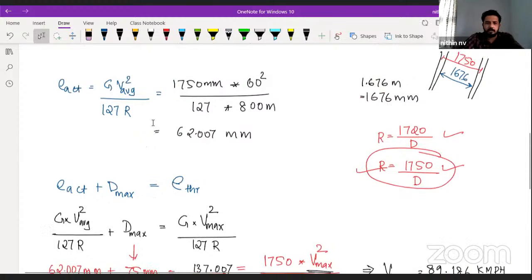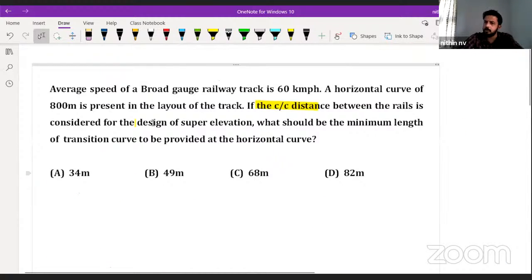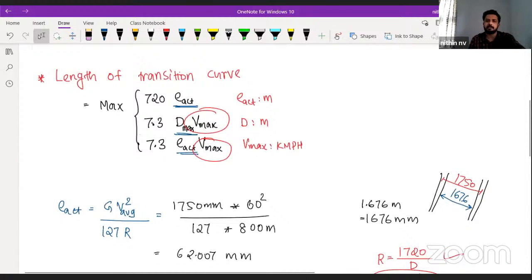What was our question, by the way? Length of transition curve. So we got everything. Now directly substitute. Always remember, in different material you may get different equations like 7.2 E actual, 0.073, like that. Don't worry, that depends on in which unit you are substituting. This is the simplest way you can remember it. Otherwise, it's very difficult to mug up all the equations. 720, 7.3, 7.3. That's it.